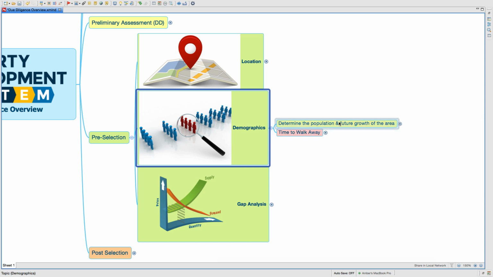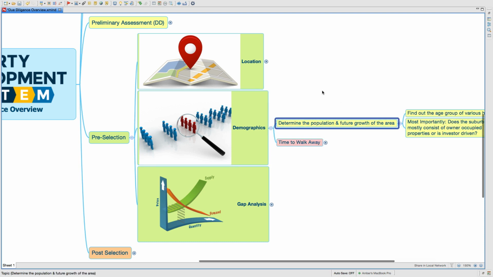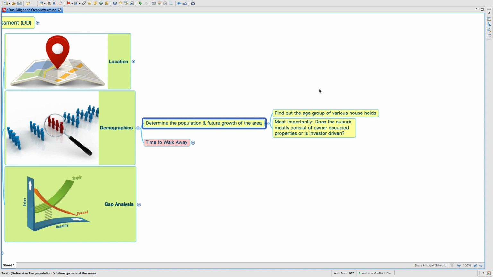Demographics. Determine the population and future growth of the area. Find out the age group of various households. Most importantly, does the suburb mostly consist of owner-occupied properties, or is it investor-driven? Very, very important. You must understand who's in that area.